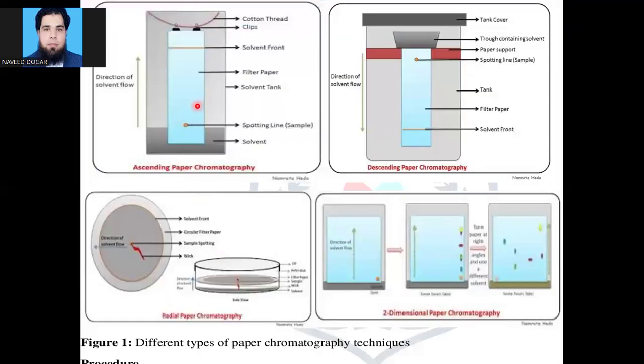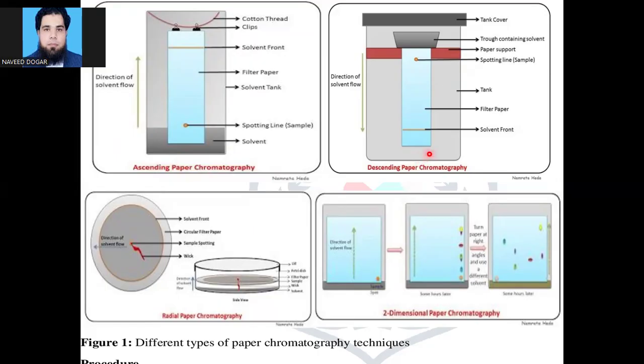You can see here, this is ascending paper chromatography. Here is the paper which we have hung in the chromatographic tank through a cotton thread and a clip. And here is the solvent, which in this chromatography moves from down to up. So the direction of solvent flow is upward. Therefore, it is ascending paper chromatography.